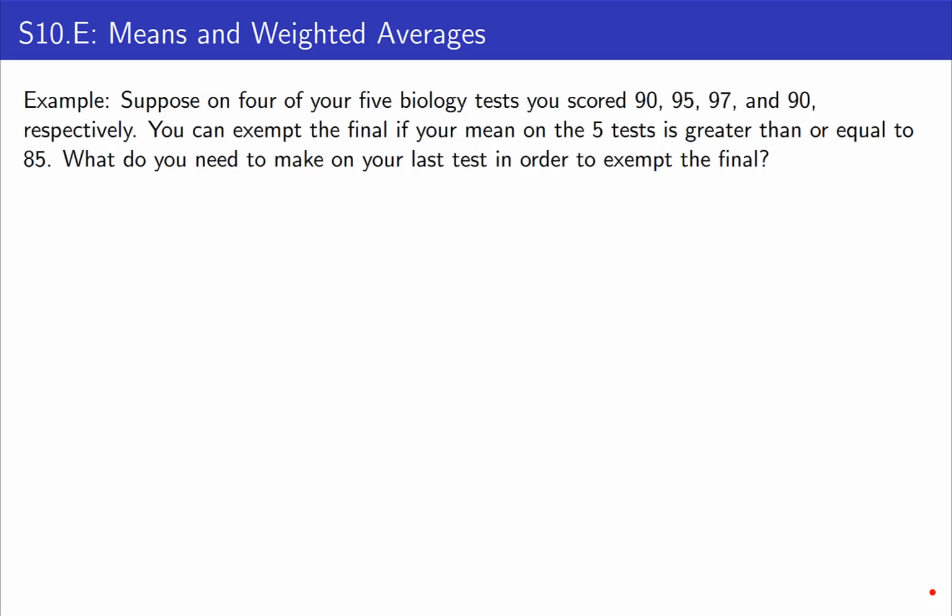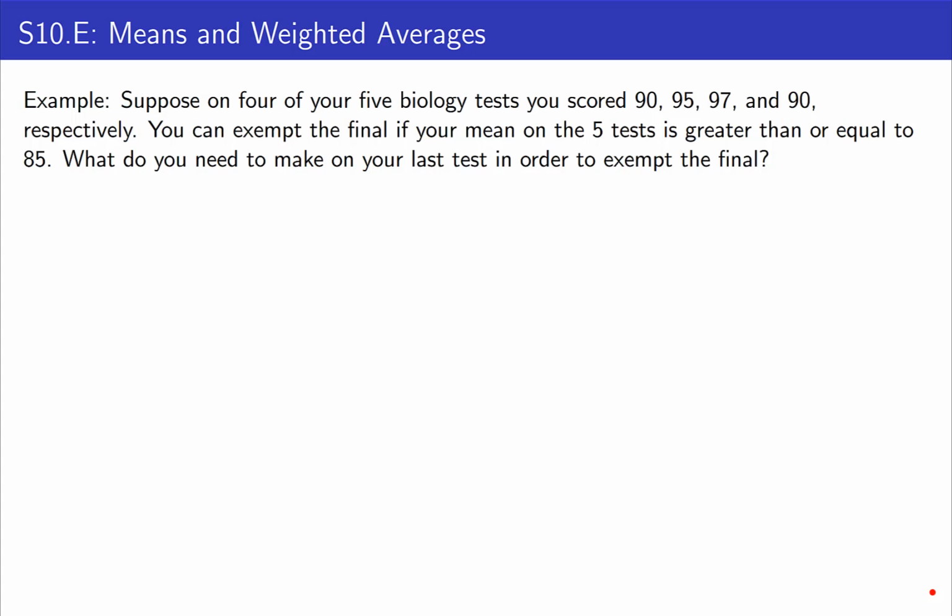In this lesson, we're going to talk about means and weighted averages. For our first example, we want to see how means work when you have a variable in it. Suppose on 4 of your 5 biology tests, you scored a 90, a 95, a 97, and another 90.